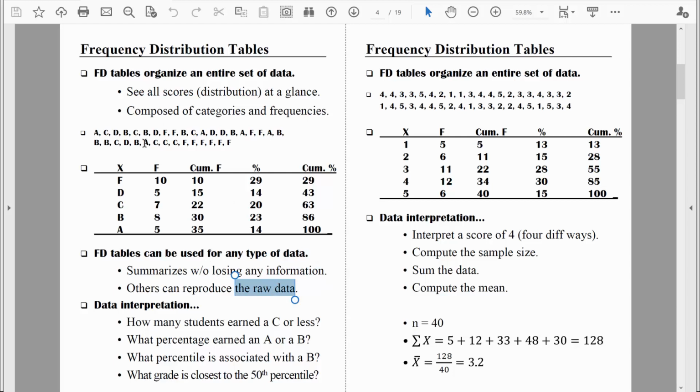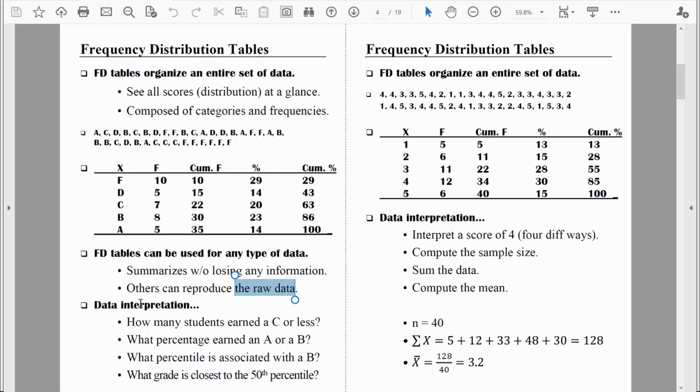Just imagine for a moment that you didn't see any of these letter grades in here. You could reproduce all of that data just by looking at the table, because you see there are 10 Fs, 5 Ds, 7 Cs, 8 Bs, and 5 As. We lose no information at all by summarizing it in a frequency distribution table. That's a good thing. It's a good thing because it simplifies our data and summarizes our data without any cost.